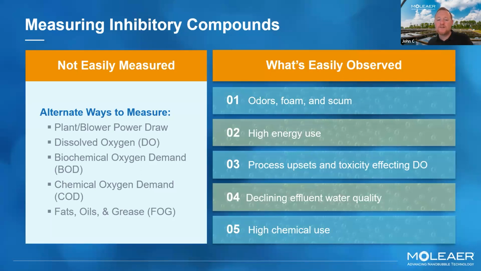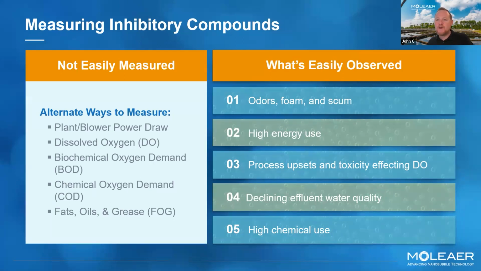One thing that's important to do is look at your plant, go walk around. A lot of these things can be really obvious. Odors, foam, scum. If your wastewater is normally coming in a nice light gray color and all of a sudden it's black, something has changed. What has changed in the energy used around the plant? This is another great sign.